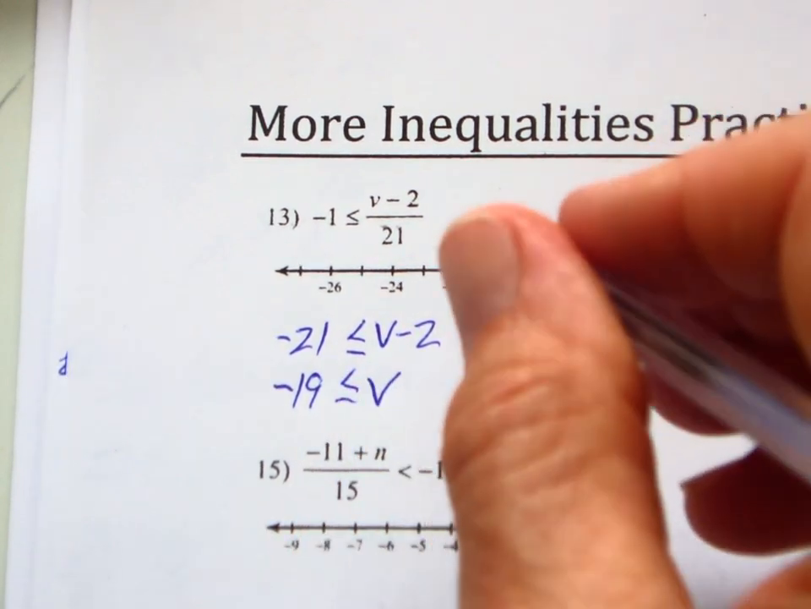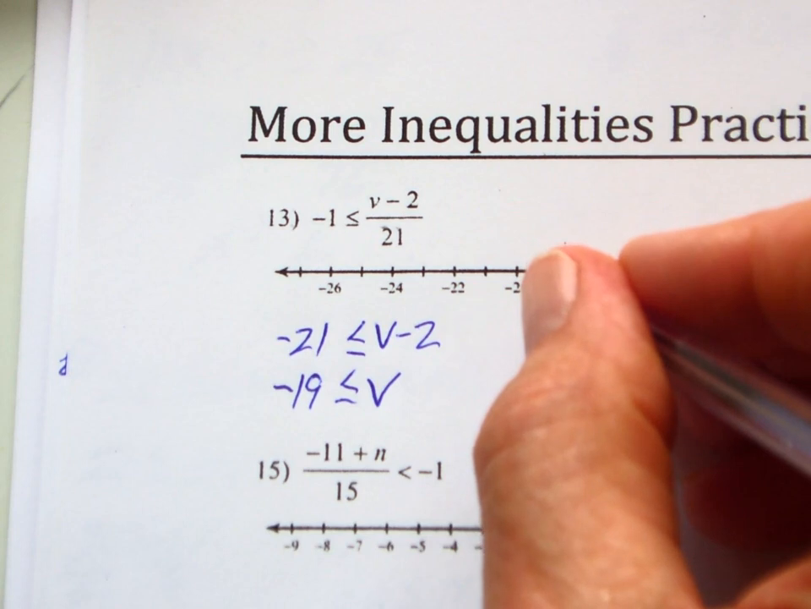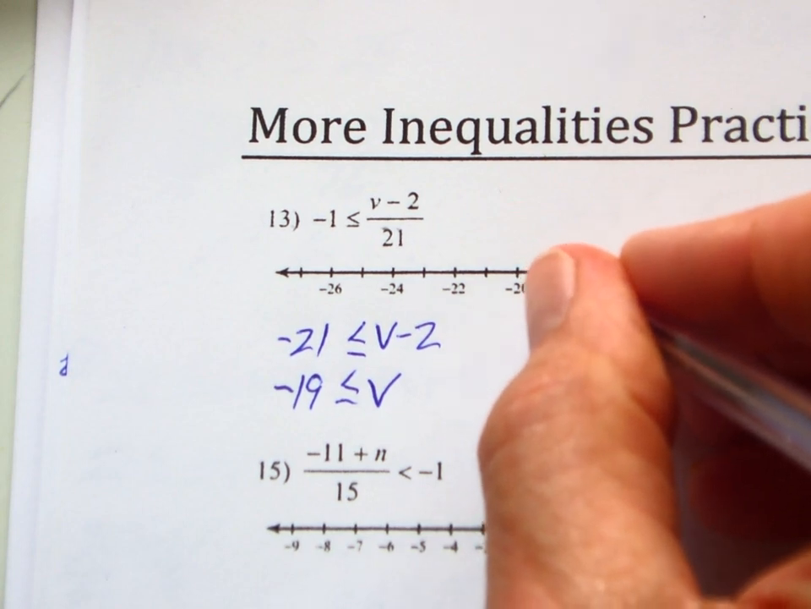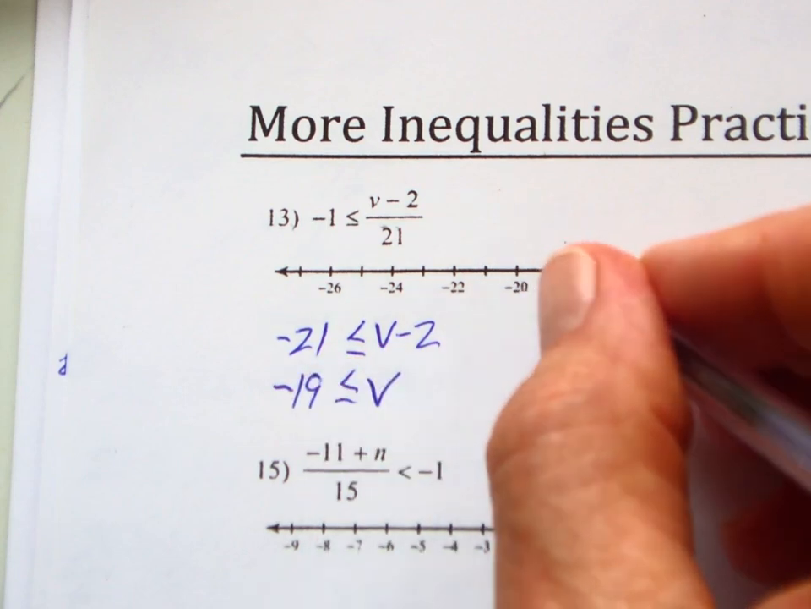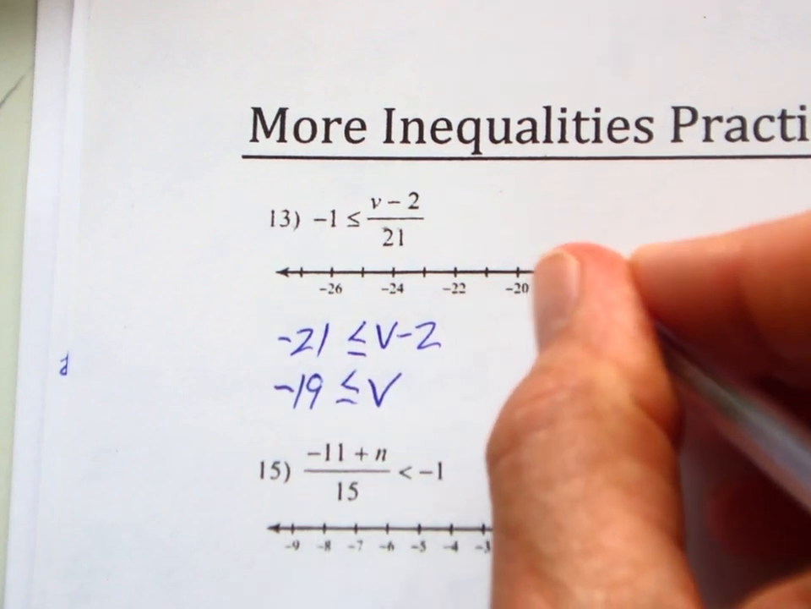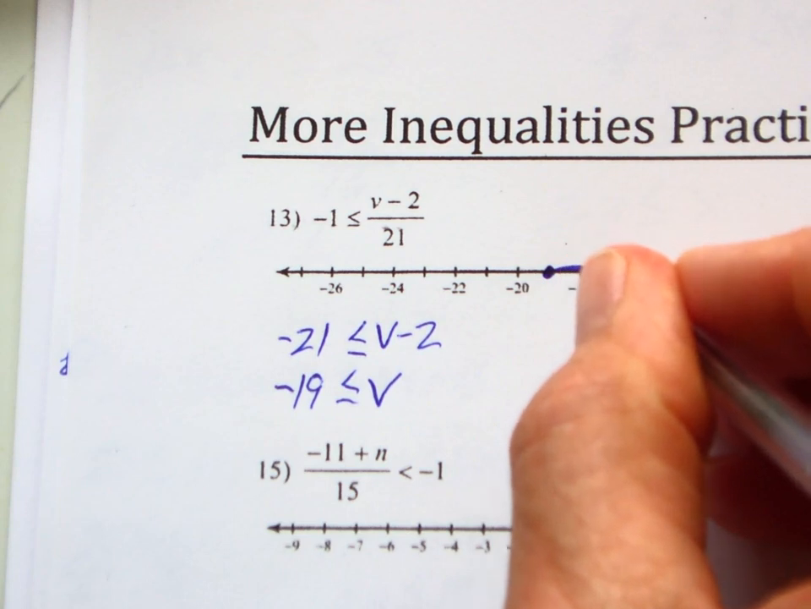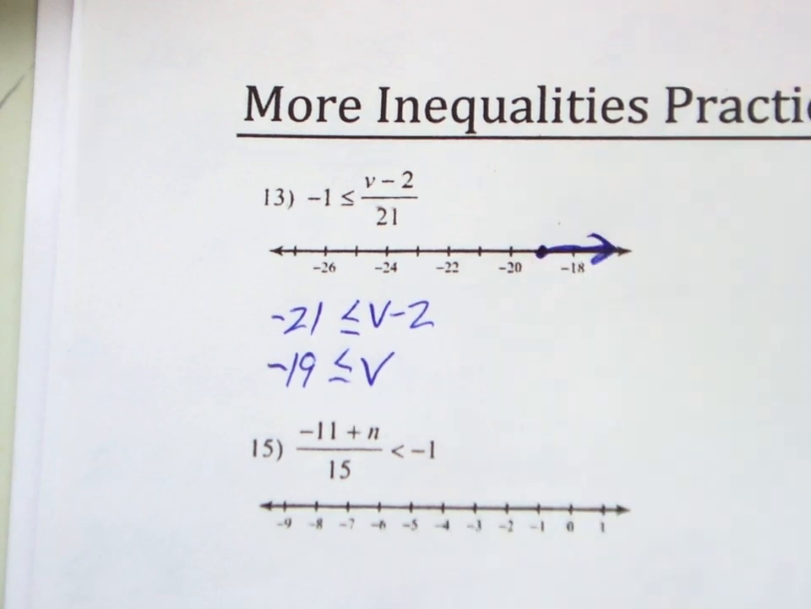So you go to minus 19, which is here, and it's less than or equal, so you get a solid dot on the 19. And v is greater than or equal to minus 19. Greater than is that way. Even though the numbers look smaller, they're negative, so this way is the bigger one.